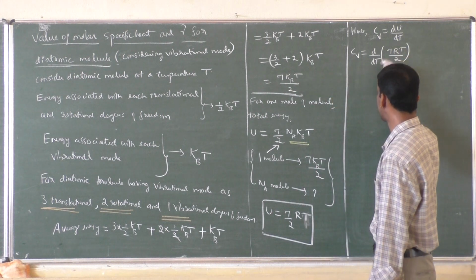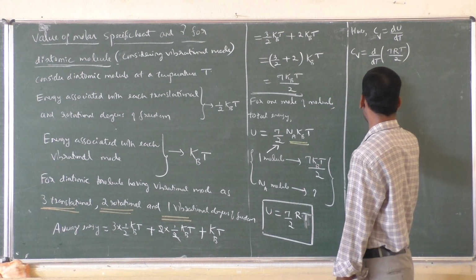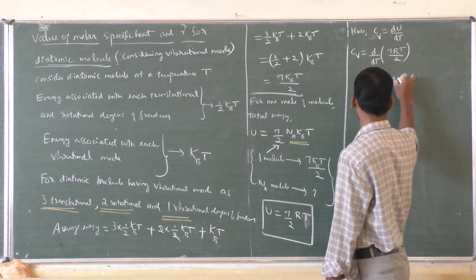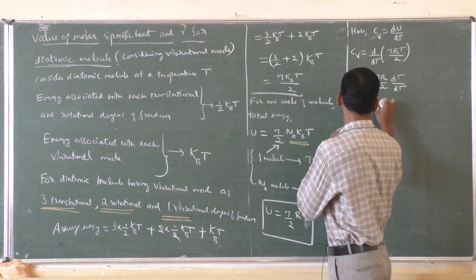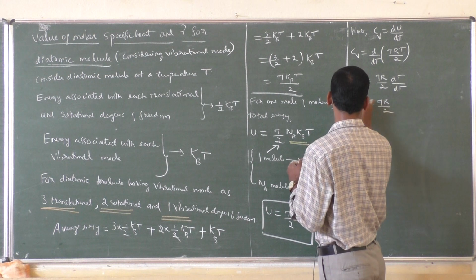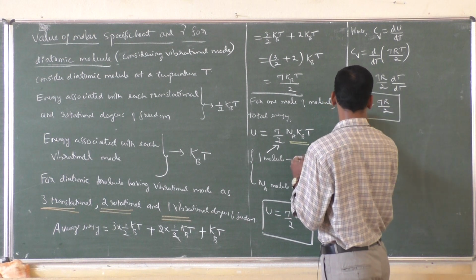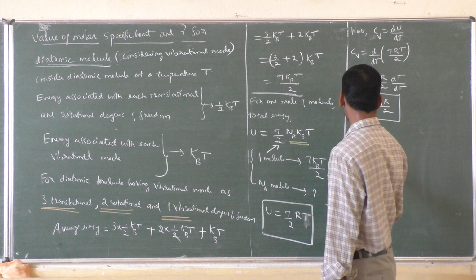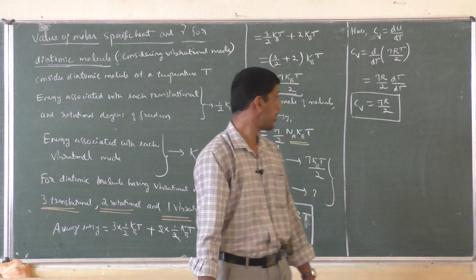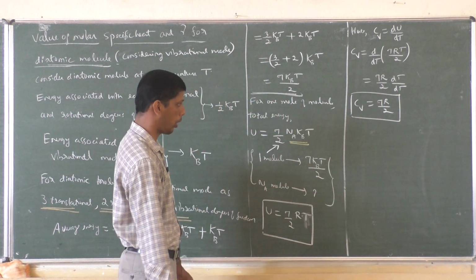Here T goes on changing as we supply the heat. So 7R by 2 is taken outside, dT by dT is 1. That is nothing but 7R by 2, which should be equal to Cv. So therefore Cv is equal to 7R by 2. This is the molar specific heat at constant volume.